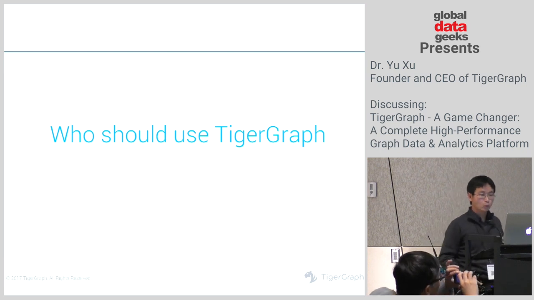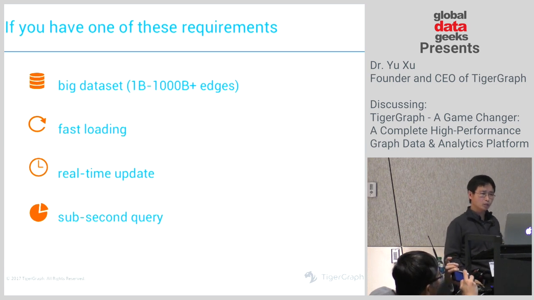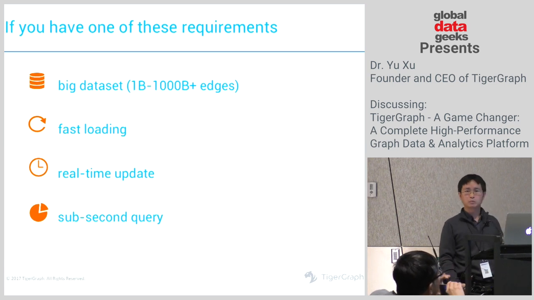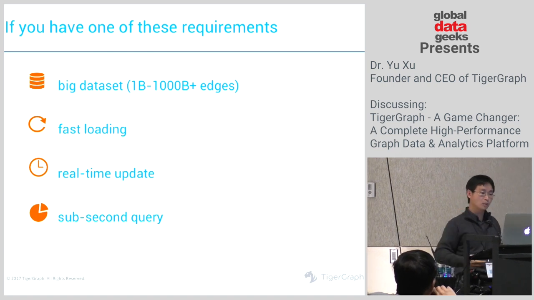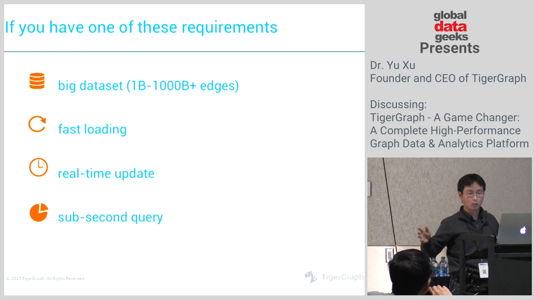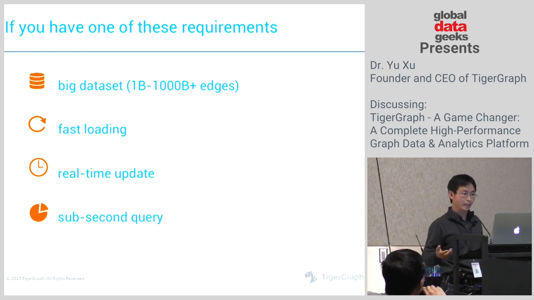Who can really benefit from TigerGraph? If the user has a lot of data, wants fast loading, not just of initial data but also real-time data updates, and really cares about fast queries, like sub-second query for most types of queries. For OLAP queries, you're not going to get the one-second query performance. But for most queries, if it doesn't traverse more than 100 million vertices or edges, we can get back in less than a second.